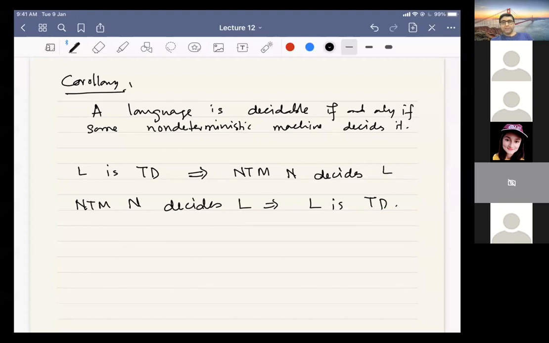The proof is very simple. It's exactly the same way that we did. So the first part is that since L is Turing decidable, there must exist some deterministic Turing machine which decides L, and automatically every deterministic machine is a non-deterministic Turing machine. So we are done with the proof of the first part. The second part is, suppose there exists a non-deterministic Turing machine N which decides L. By the simulation argument and the theorem that we have seen, every non-deterministic Turing machine has an equivalent deterministic Turing machine. So we can create a machine M for N. If N decides L, then M will also decide L, and therefore L is again Turing decidable. So the proof is very similar, but the difference is that we have recognizable over there and decidable here.